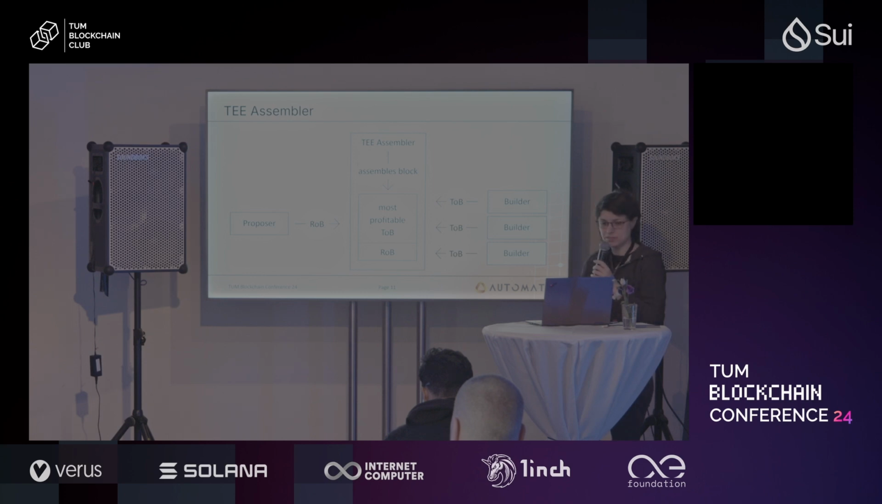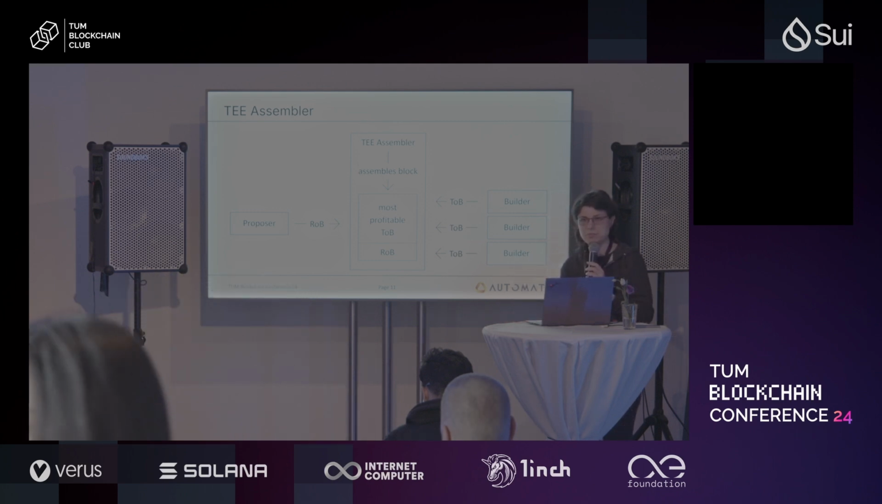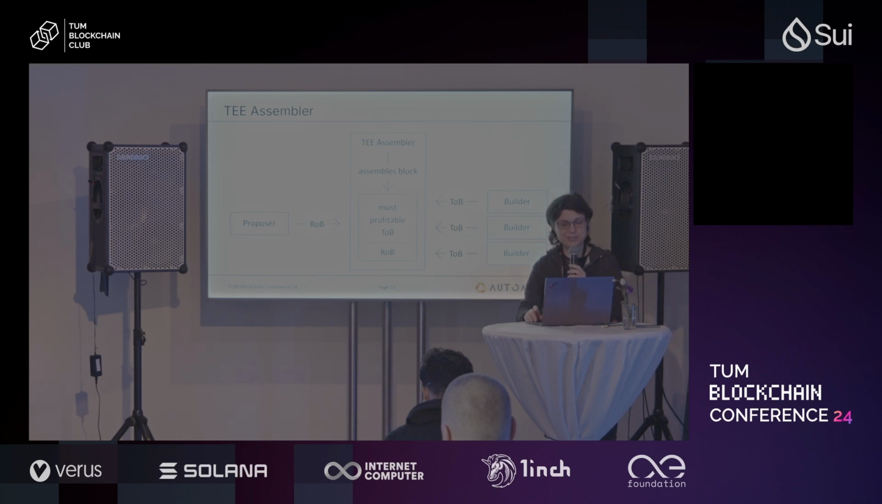So this is the scheme of the assembler. We have the proposer and the builders. All the builders will submit the TOBs to the TEE assembler. The proposer will submit the ROB, and the TEE assembler will select the most profitable TOB and add the ROB, and tada, we have the block. If the proposer didn't submit the ROB, this is basically MEV-Boost, just that now the relay actually runs inside the TEE, and as a TEE enjoyer, I would say this is by default more secure.